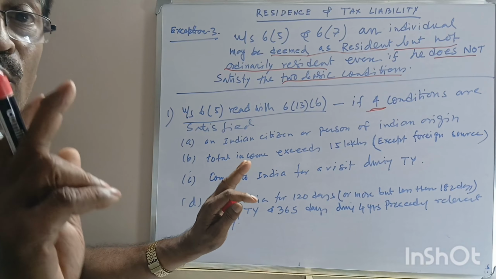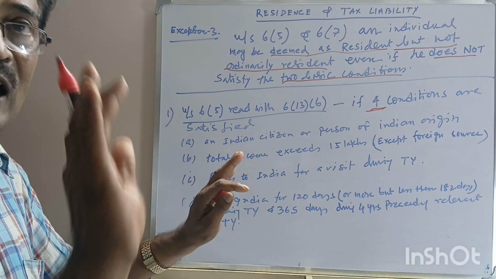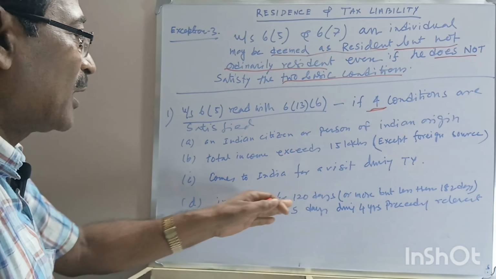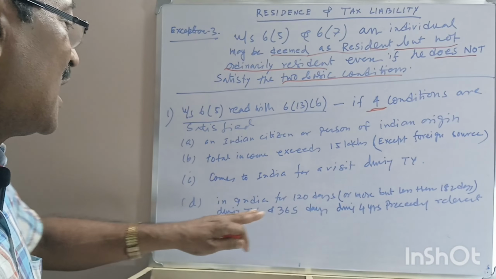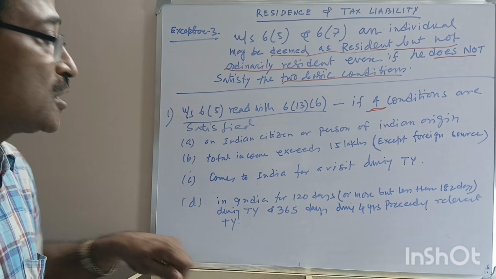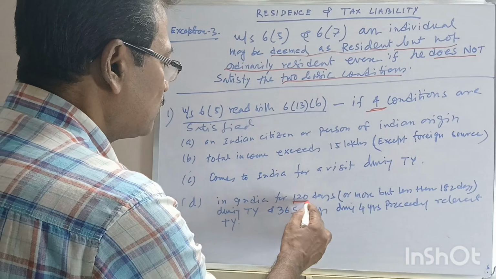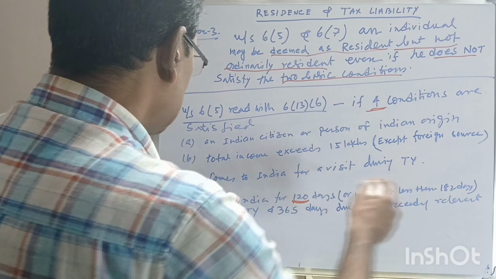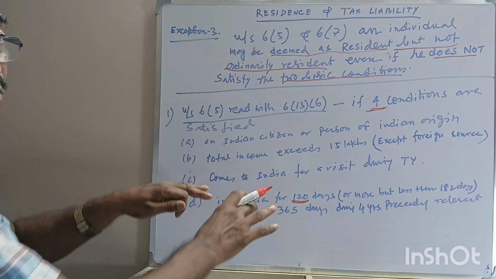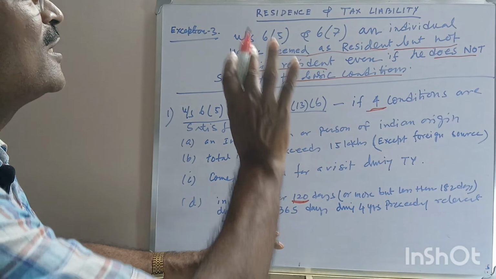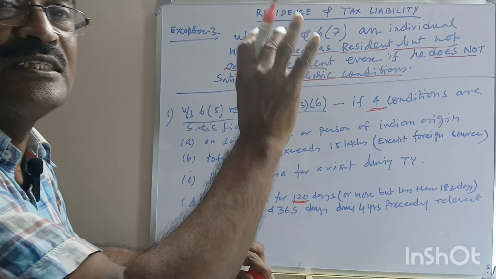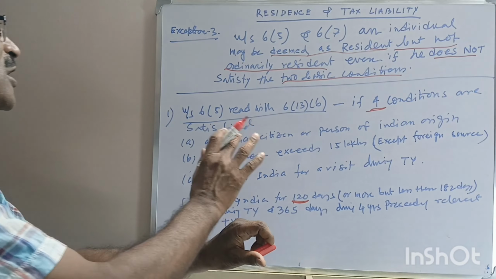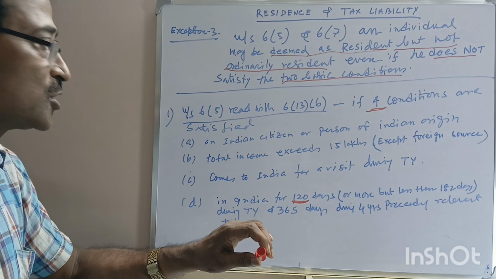Remember this number, 120 days. So it is a relaxation from 182 days. More than 120 days but less than 182 days during the tax year, and 365 days during the 4 preceding relevant tax years. If these 4 conditions are satisfied, then that individual may be treated as deemed resident, that means resident but not ordinarily resident, under section 6(5).